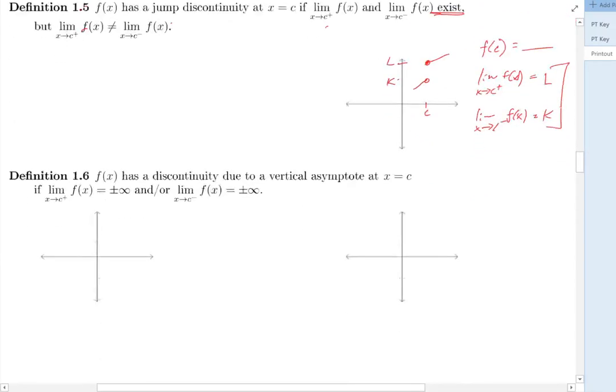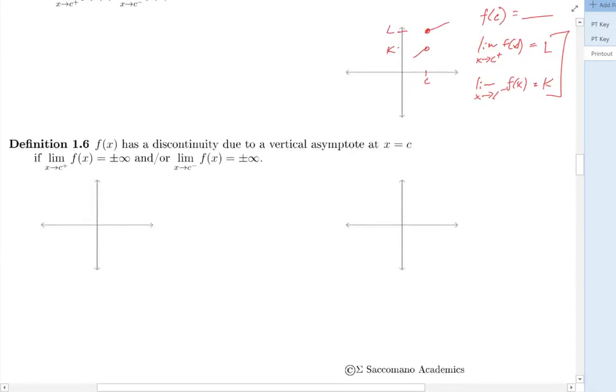All right, next. f of x has a discontinuity due to a vertical asymptote at x equals c. Now, here's the thing. Different people might have different definitions of this, but I've looked in a couple of recent calculus textbooks, and they have an "or." If either one-sided limit goes to either plus or minus infinity, you automatically count it as a discontinuity due to vertical asymptote. And would you write that, like when you write the definition?